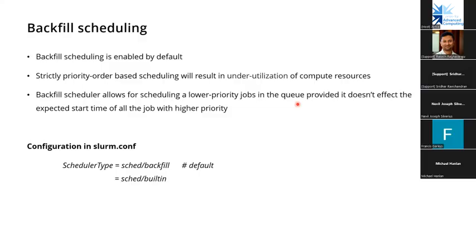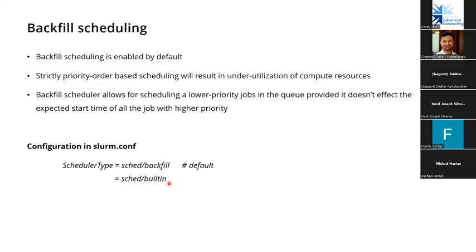That's where backfilling comes in. This plugin is enabled by default. If you go to the slurm.conf configuration file and look at the sched type, you can see that it is either backfill or builtin. Builtin essentially means that it's completely based on priority. Backfill means that backfill scheduling is enabled.